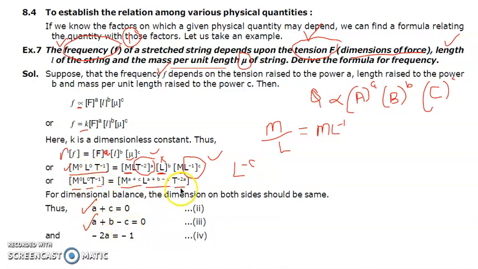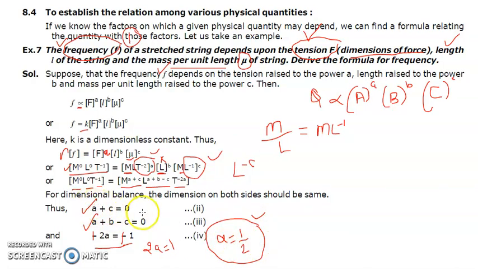And in the third case, time has the power minus 2a, which is equal to minus 1. In this way, minus 2a is equal to minus 1. From here we'll calculate the value for a first. So from here 2a would be equal to 1, and you will simply find the value for a as 1 by 2. Okay, so we've already got the value for a.